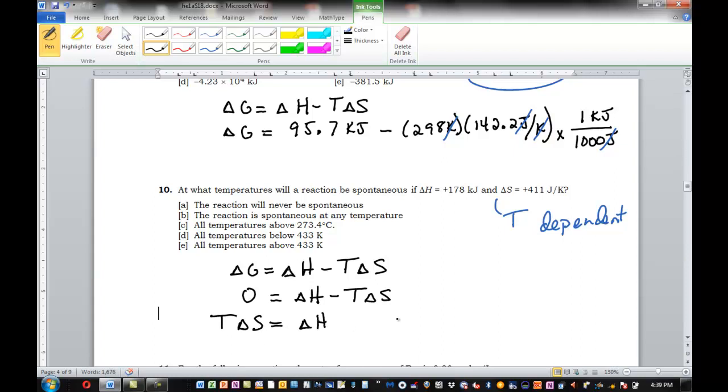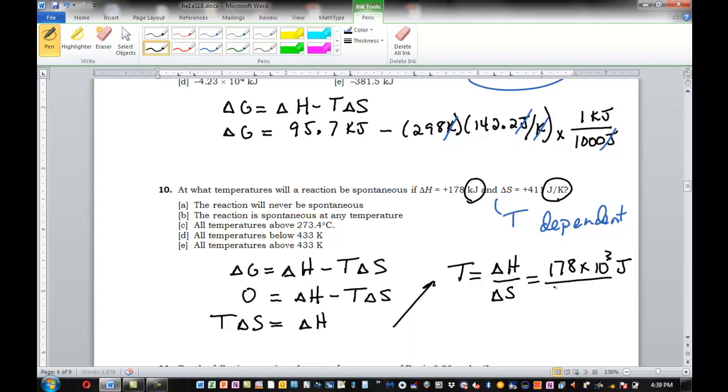Divide by delta S. And with temperature, it's delta H divided by delta S. Plug in. Be careful of units again. I'm just going to go ahead and convert this to joules, my delta H. Kilo just means 1,000, 10 to the third. Delta S is 411 joules per Kelvin. Joules cancel. 1 over Kelvin, the denominator, is equivalent to temperature in Kelvin.